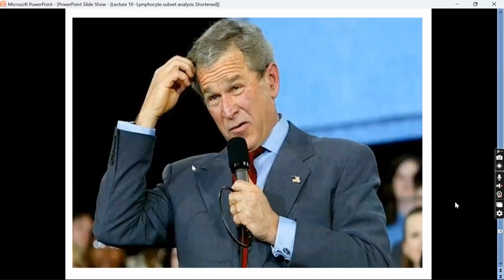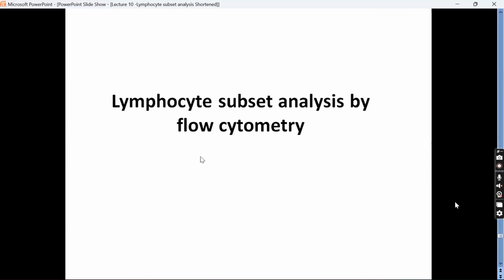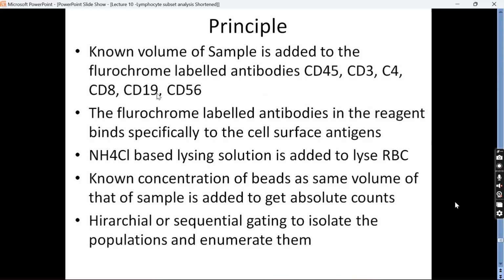Okay, maybe confusing, but don't worry. This is how it is. I just want to give you a glimpse of it because in future it may be helpful if you're interested. Okay, so now lymphocyte subset analysis by flow cytometry, we will go into the practical thing.